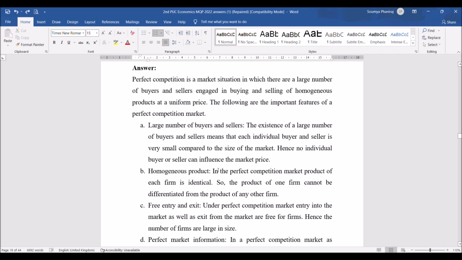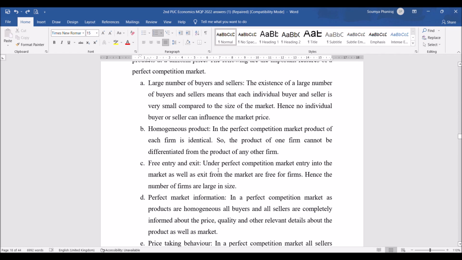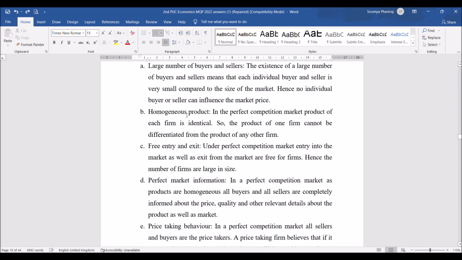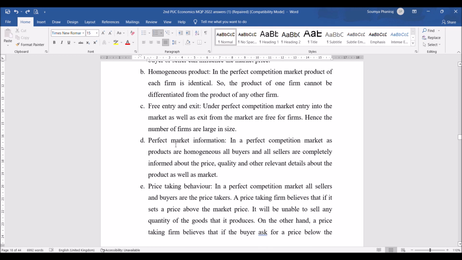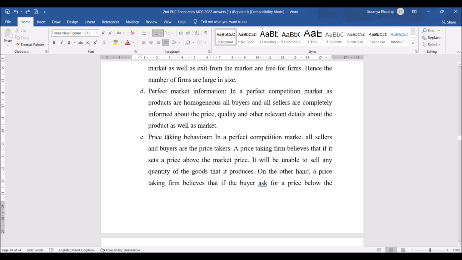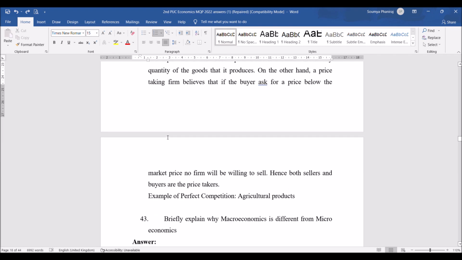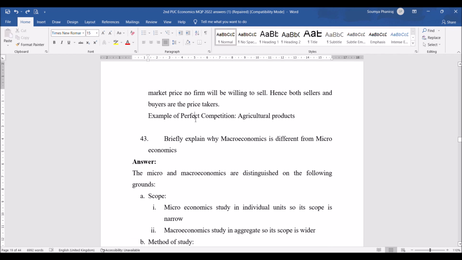So we have taken large number of buyers and sellers as one feature, homogeneous product as another, free entry and exit, perfect market competition, price taking behavior. Example is also been given, agricultural products.